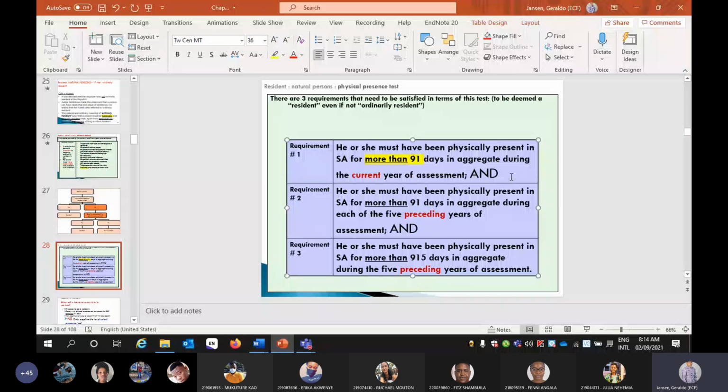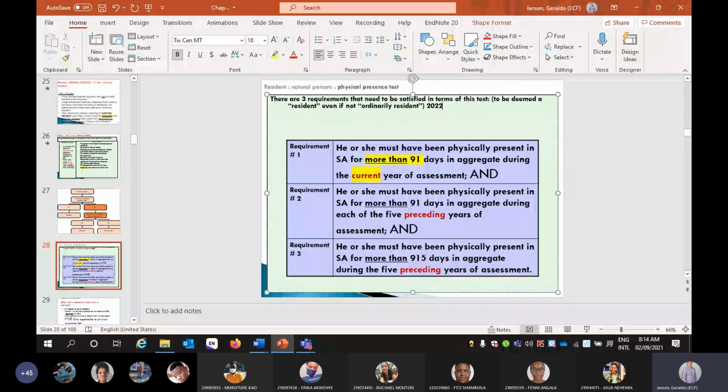As long as the total, the aggregate, is more than 91 days during, and this is the very important word there, during the current year of assessment. Now guys, if we are busy with the current year of assessment, remember we are already in the 2022 year of assessment. So we need to look at 1 March 2021 up to the last day of February 2022. That would be the current year. If you are present in South Africa for more than 91 days, then we say requirement 1 is met.